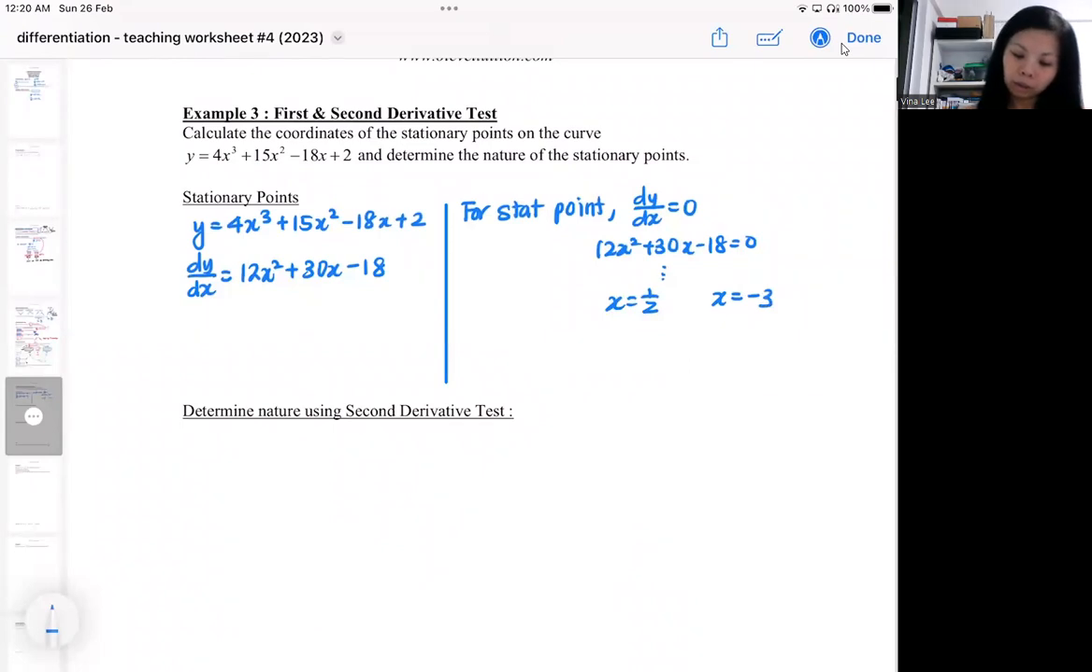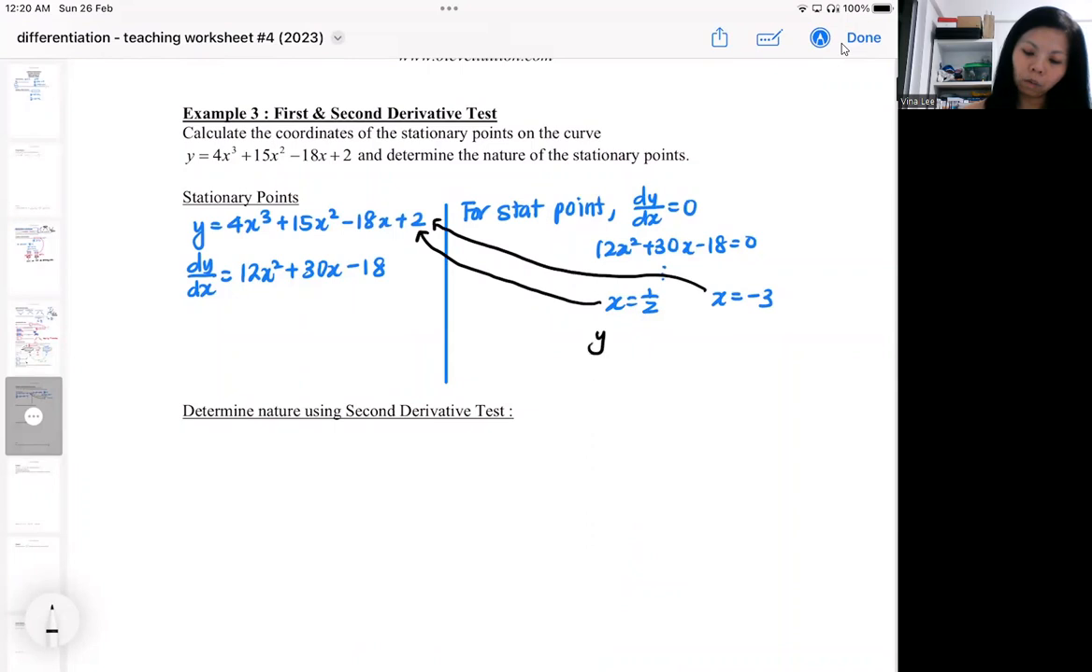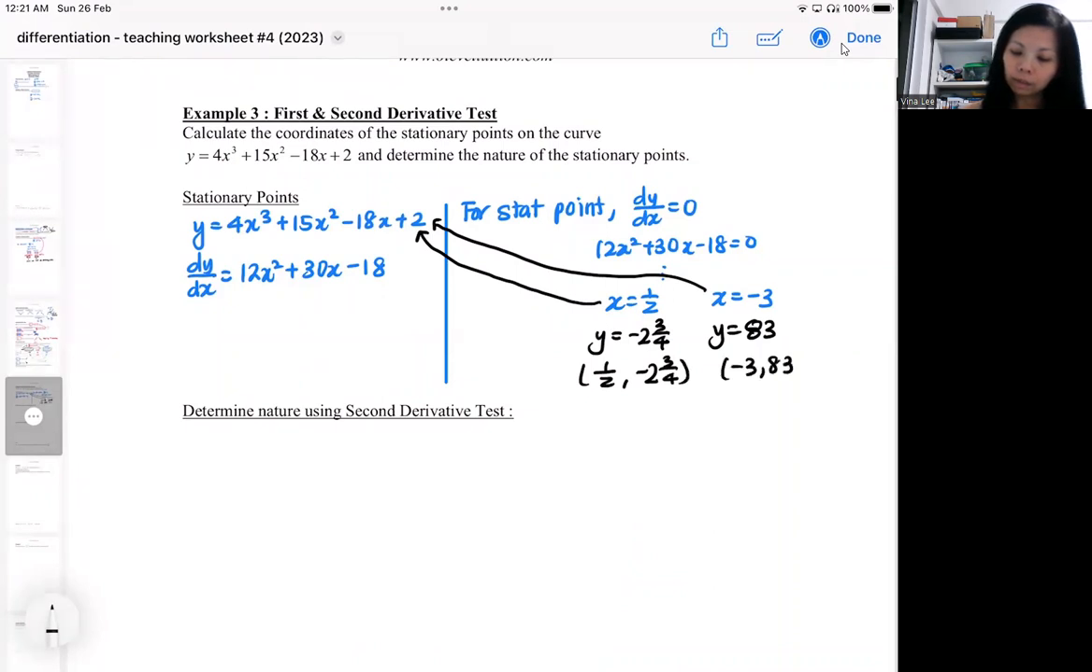And if you substitute this back into the curve, and this, and this, you should be able to get y equal to, okay, I already calculated the answer, and you get y equal to 83. So the full coordinates will be this and this. At this moment, I only know that they are going to be turning points. I wouldn't know the nature. I wouldn't know whether they are maximum, minimum, or inflection.